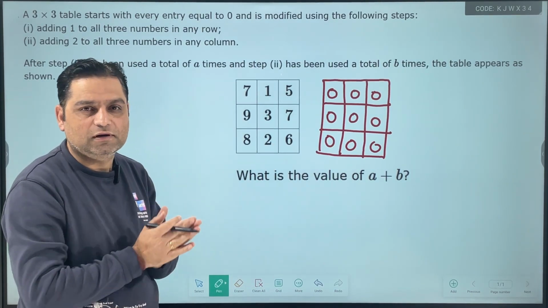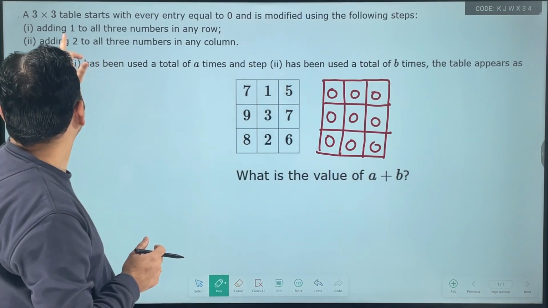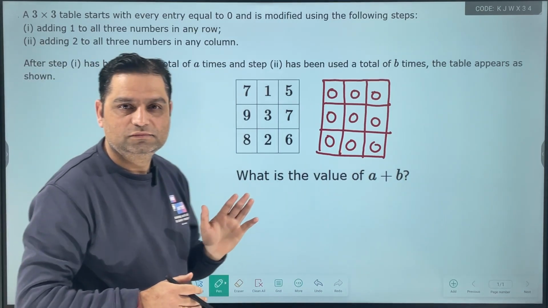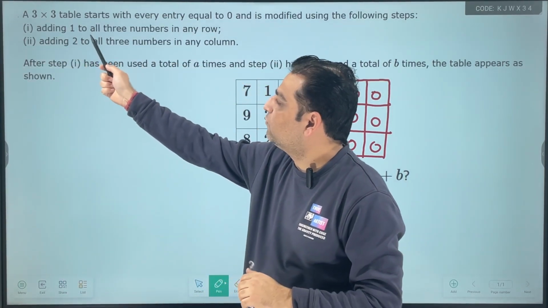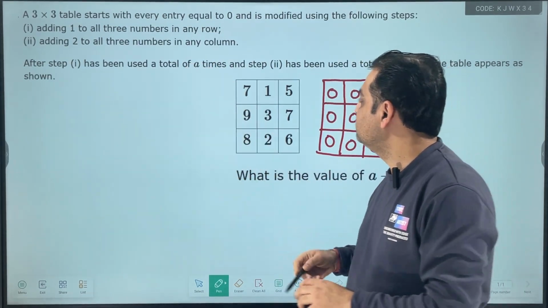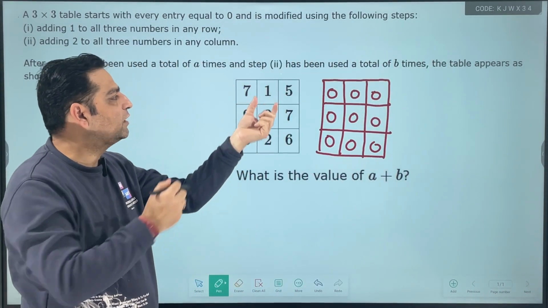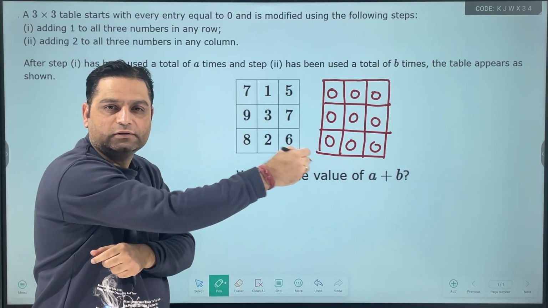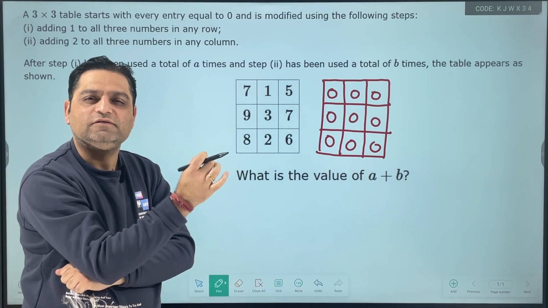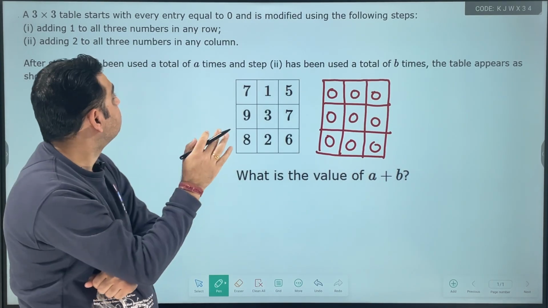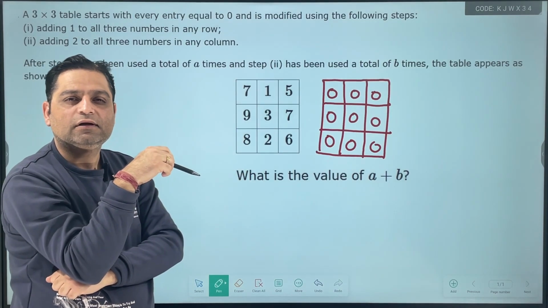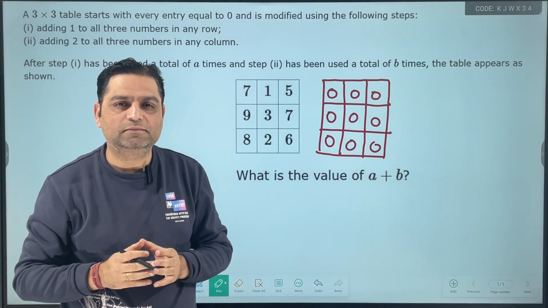Now, what are the steps which are followed? Step 1, adding 1 to all the 3 numbers in any row. You can read it here. Like, what is the row here? This 7, 1, 5 is row 1, then row 2, row 3. Adding 1 to any row is the first step. And the second is adding 2 to all the 3 columns. So we have liberty here.